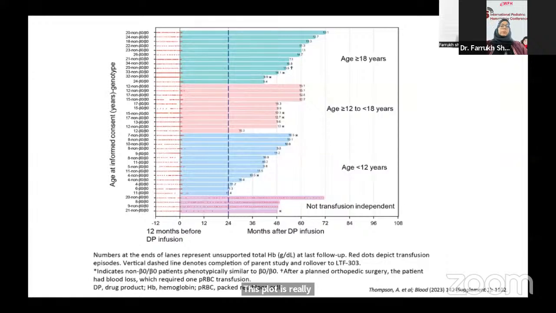This plot is really interesting and important. It was presented by Dr. Thompson at the American Society of Hematology in December. What you can see here is that patients are split according to their genotype and their age. And what you can see is that most patients have got a pretty good sustained hemoglobin after the infusion. The 24-month period post infusion line is here. And here at the bottom, you can see the patients who did not achieve transfusion independence and the ongoing transfusions for those patients.